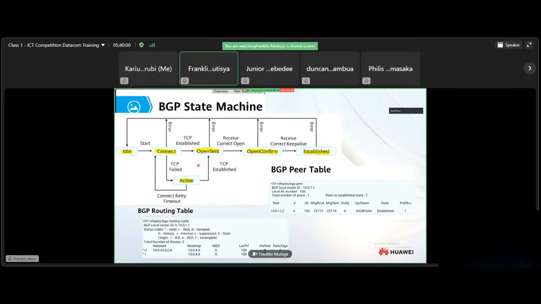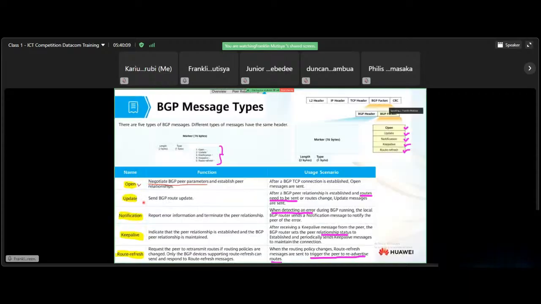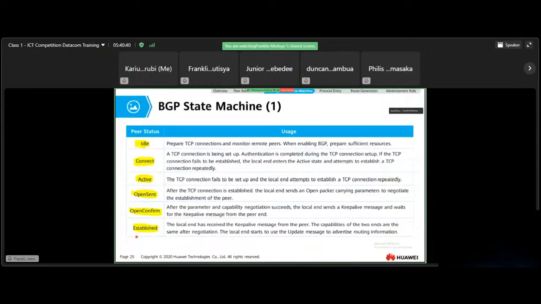So this is the BGP state machine. They will ask you about your knowledge of this, and also your knowledge of the message types, that is open. Update messages are sent after we establish the BGP connection. Update messages carry routing information that needs to be advertised to the network. Notifications carry error messages. Keepalive messages are used to indicate that the relationship is established and also to maintain the relationship. I hope that is clear.